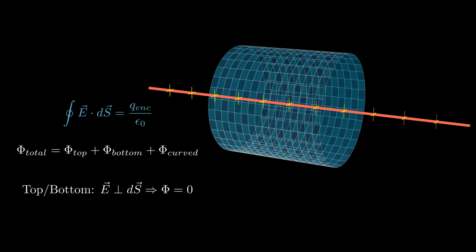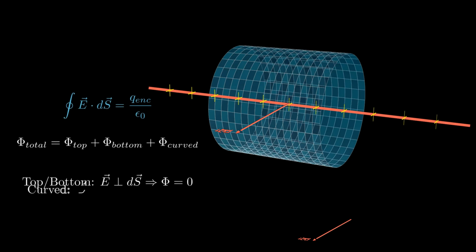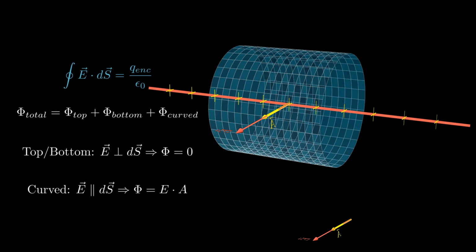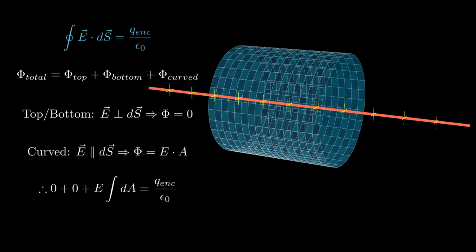However, on the curved surface, the electric field and the area vector point in the exact same direction. They are parallel. This simplifies our integral to just the electric field magnitude times the area. Putting it all together, 0 plus 0 plus E times area must equal the enclosed charge over epsilon naught.